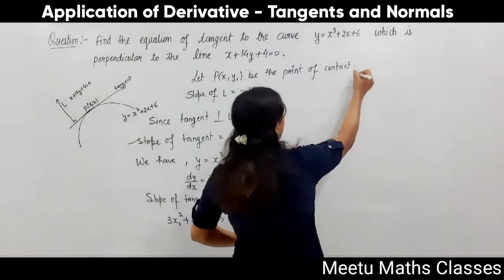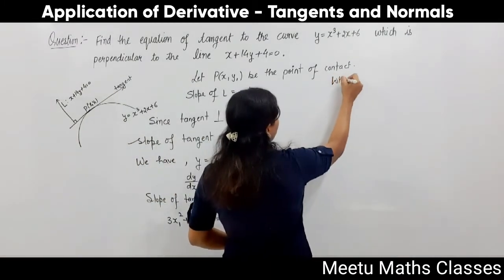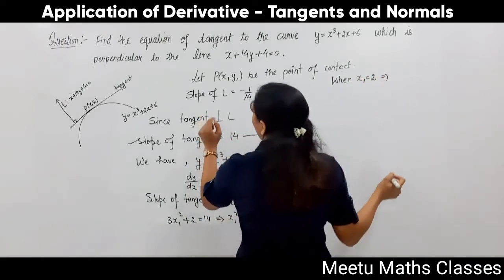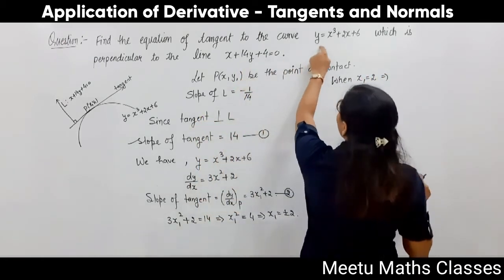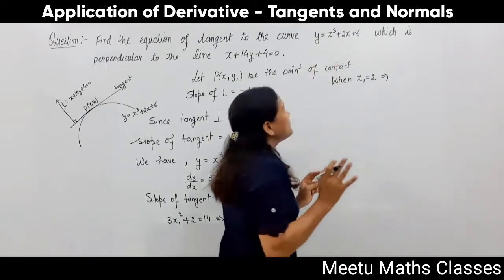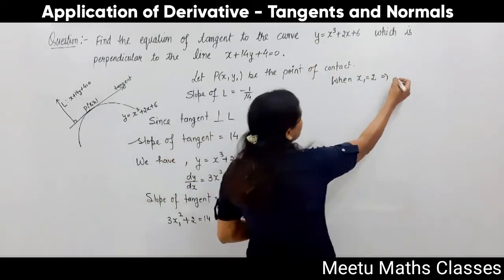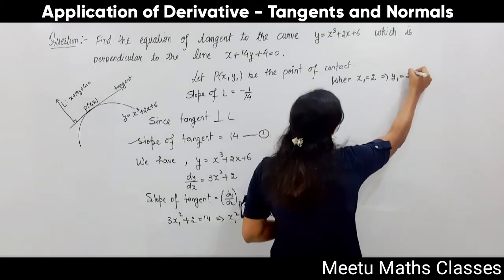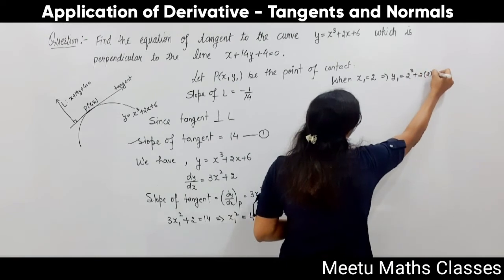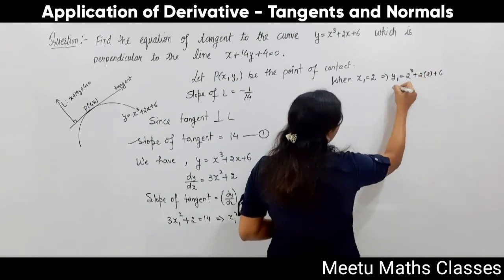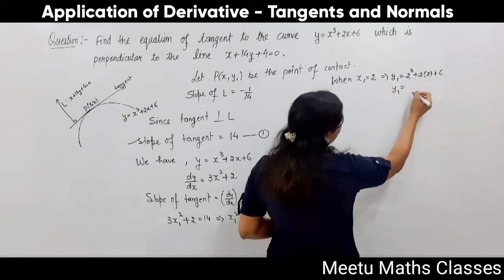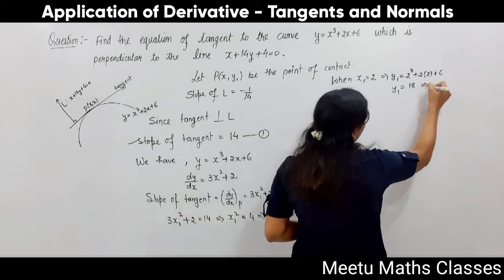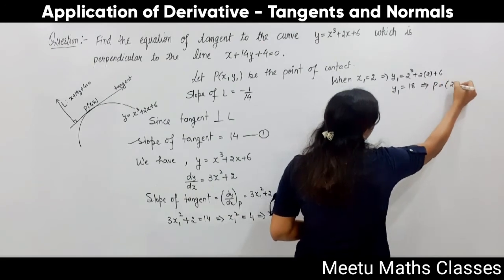Now when x1 is equal to plus 2, in your curve, when x1 is 2, your y1 is 2 cube plus 2 into 2 plus 6, that is y1 will be equal to 8 plus 4 plus 6, that is 18. So your point P will be (2, 18).